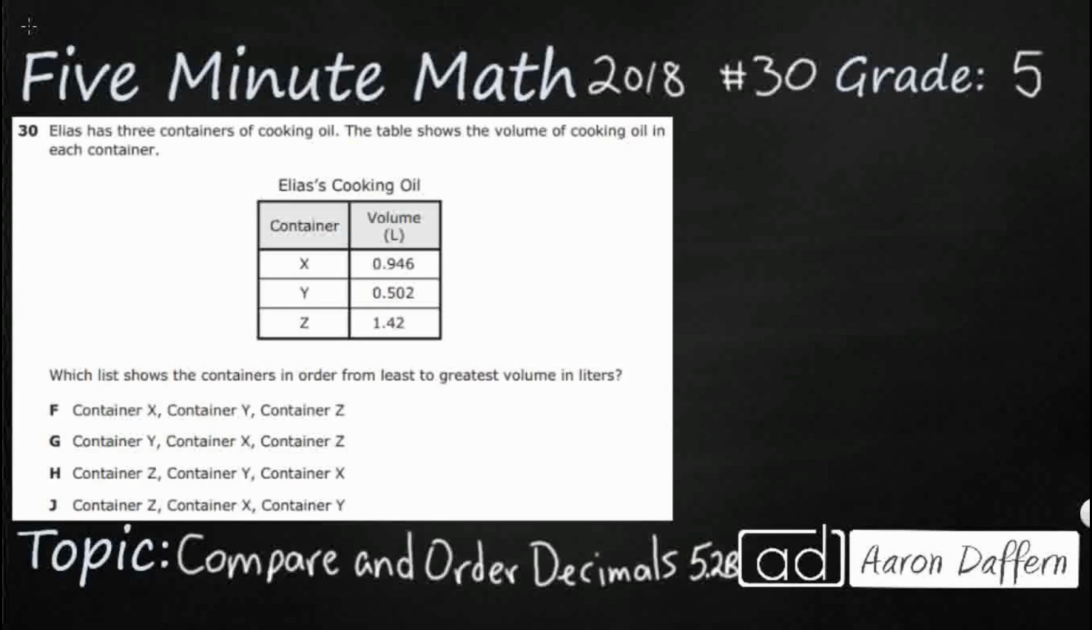Today we are looking at the 5th grade concept of comparing and ordering decimals. This is standard 5.2b in the great state of Texas, and we are using item number 30 off the 2018 released STAAR test. If you have not done so already, please go ahead and take a moment to pause the video, work this problem out on your own, unpause it, and then we will look at our answers together.